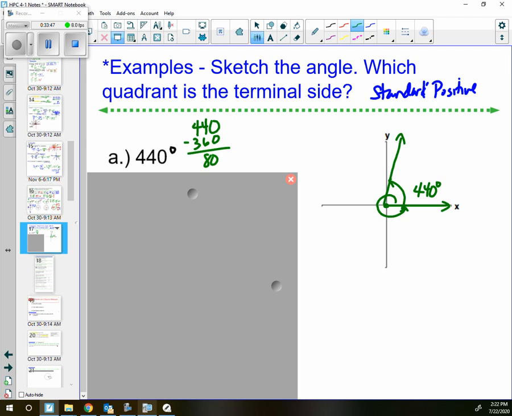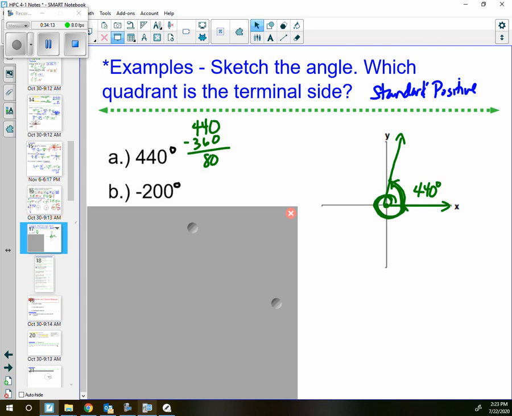Notice a couple of things about how I drew my picture. I have my initial ray on the x-axis. I showed my direction arrow on the inside to show that I was going counterclockwise because it was positive, and I showed that complete revolution and the additional. So that's how you would draw that picture. Sometimes if the angle is more than one rotation, you're going to have to think of that coterminal angle to figure out where it ends up.